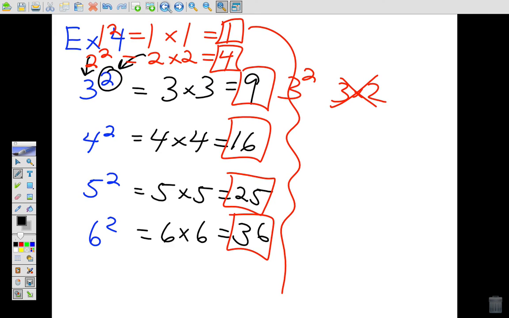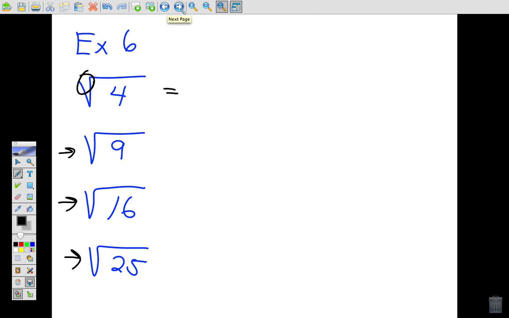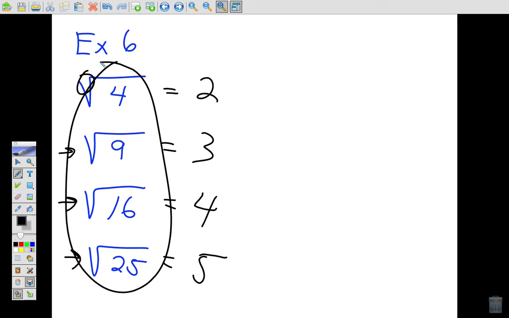Now if I go back a couple slides, remember I said I was going to refer back to this? 1 times 1 is 1, 2 times 2 is 4, 3 times 3 is 9, 4 times 4 is 16, 5 times 5 is 25, and so on. These, I said, were perfect squares. Because, well, how about the first one? What number times itself is 4? 2. What number times itself is 9? 3. What number times itself is 16? 4. And what number times itself is 25? 5. So these are all called perfect square roots because there is a number that you can multiply times itself to get them.